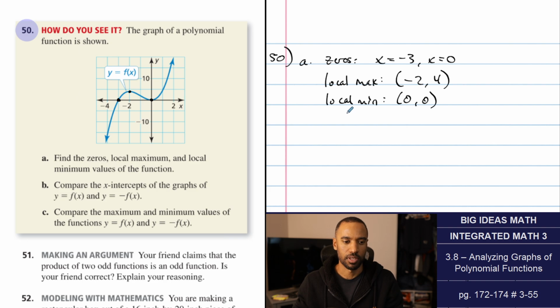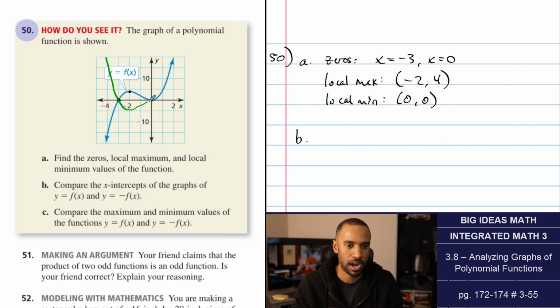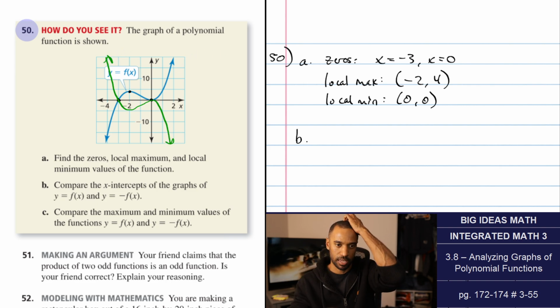Compare the x-intercepts of the graphs of y equals f of x and y equals negative f of x. Now, y equals negative f of x would take this graph and flip it over, right? It would take this thing and instead go here and up through there and bounce off like that. So this would be y equals negative f of x, flipped over like that.